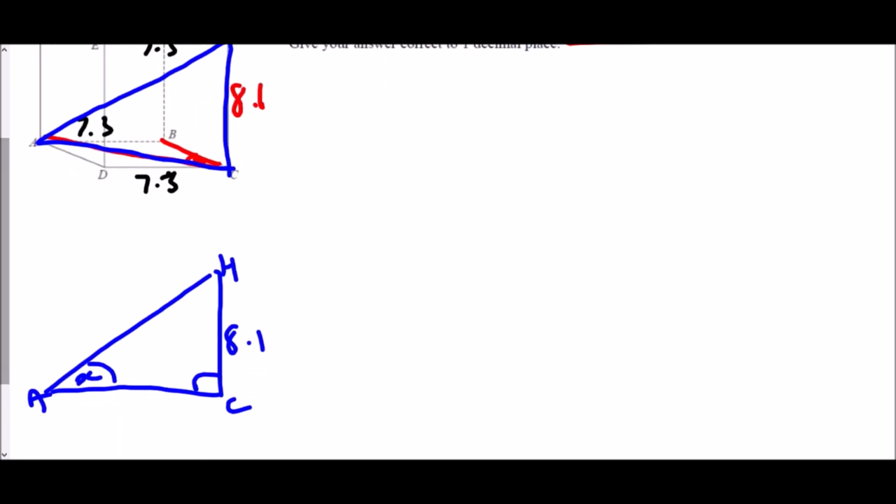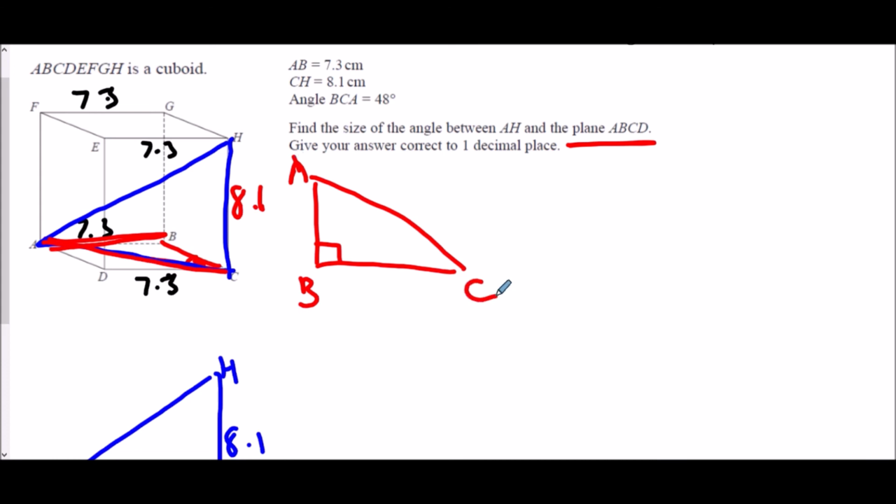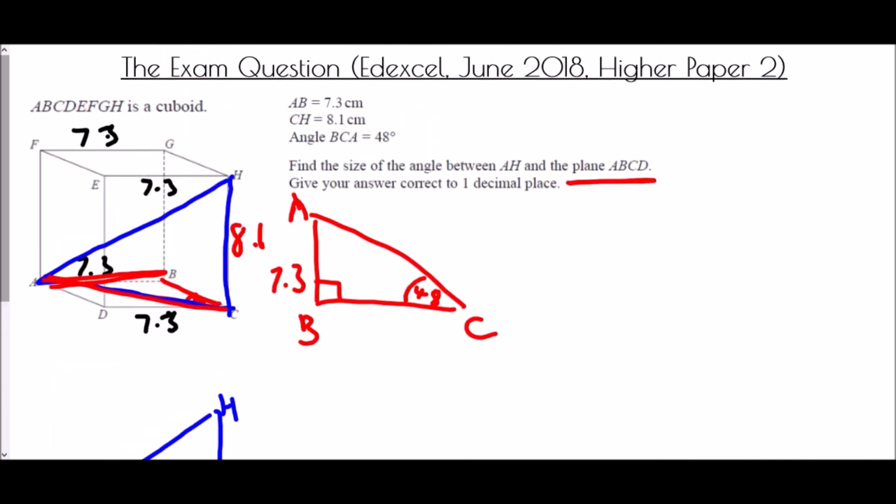Now, if I'm going to find the angle, I'm going to have to know either the length AH or the length AC. Now, given what we already have marked on our diagram, this length AC would appear to be a good one to use, because we can form a right angle triangle. In this case, B is the right angle and A and C, and we know that AB is 7.3 centimetres, and we know that the angle at C is 48 degrees. And so if I need, as it says here, I need to find AC, well, I can use this diagram to do it. So this is the length that I want to know.